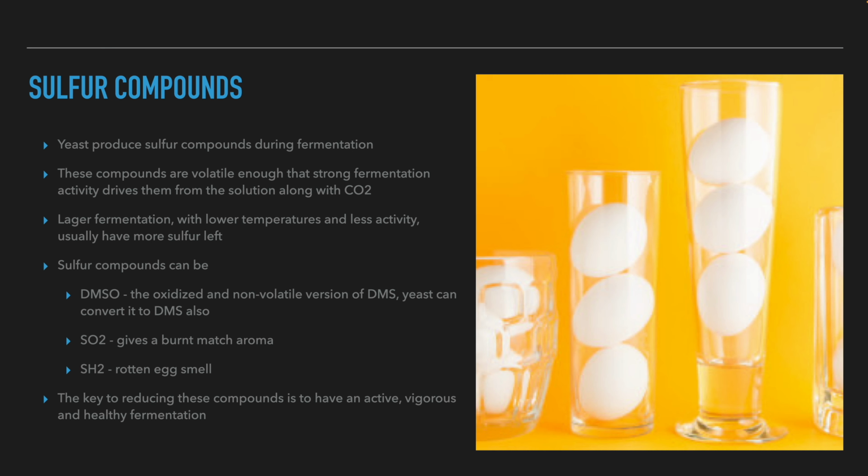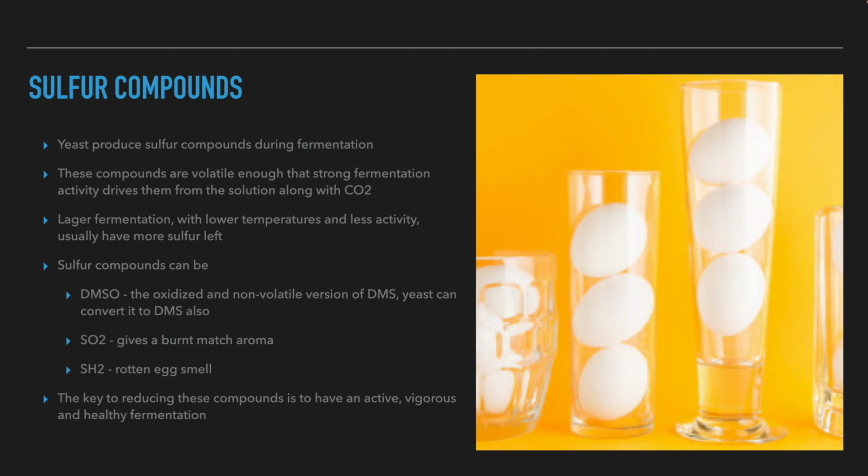The last group of substances we will talk about are sulfur compounds. Yeast produce sulfur compounds during fermentation. These compounds are so volatile that a healthy and strong fermentation will blow them out of the beer with the emitted carbon dioxide. Therefore, with a lager fermentation, which is done at lower temperatures and correspondingly at a lower rate, we will get more sulfur left in the beer than in fermentations with an ale yeast.